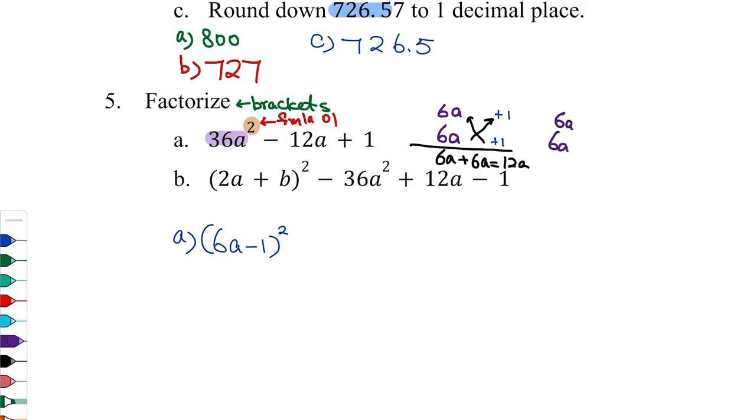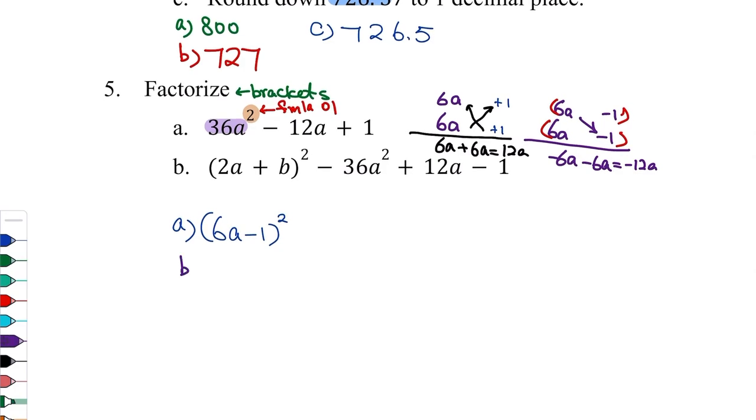6a, 6a, and then let me try negative 1 this time. So 6a times negative 1, negative 6a. 6a times negative 1, you have negative 6a again. In total, there's negative 12a. If that is the case, does that match? Yes. So that means this is correct, and I just need to put a bracket here. So these are my two answers, 6a minus 1, 6a minus 1. And because they are repeated, so I put a square on top. How about part B?